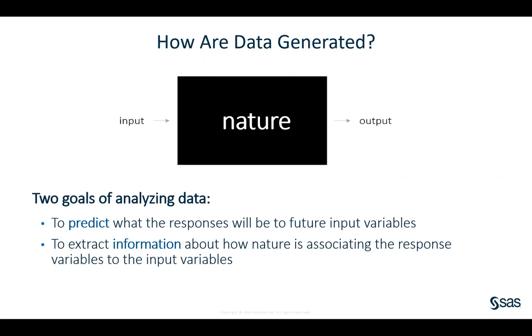And there are two different approaches towards these goals. Leo Breiman, who was one of the pioneers of machine learning and a well-known statistician from Cal Poly, called these two approaches two cultures. I took this image from his popular article, Statistical Modeling: The Two Cultures, published in 2001. He defines the statistics culture as more focused on extracting information to understand the relationship, how nature is associating input variables to the response. Whereas the other culture, predictive modeling or machine learning culture, focuses on predicting the response.